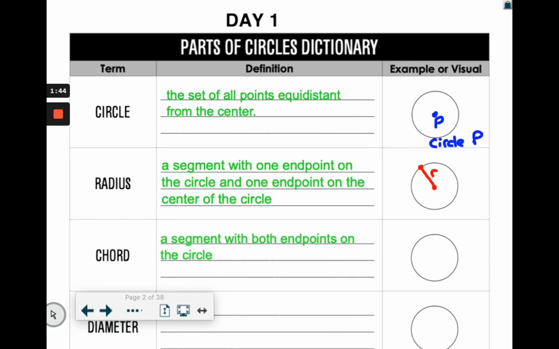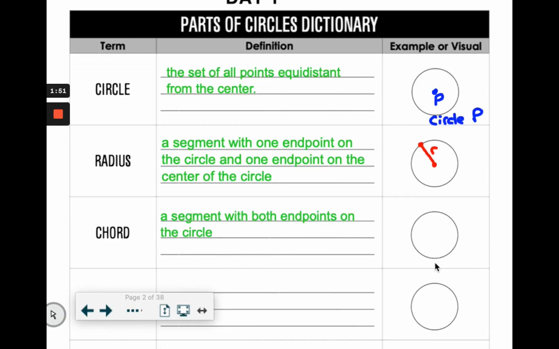So chord, a segment with both endpoints on the circle. This is similar to a diameter, which we'll get to, except this one doesn't necessarily have to go through the center. A chord can have an endpoint maybe here, and an endpoint maybe here, and cut right across the circle. If we put letters on it, maybe A and B, we would just call this chord AB. We use the segment symbol because it's a segment. That's going to be called a chord.